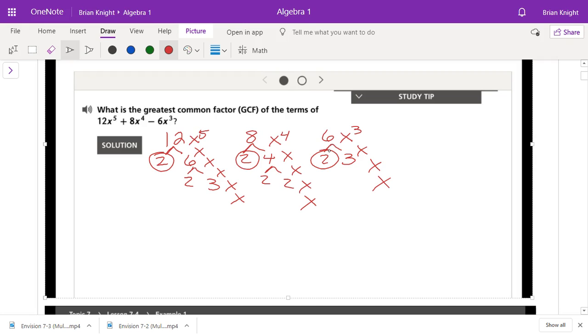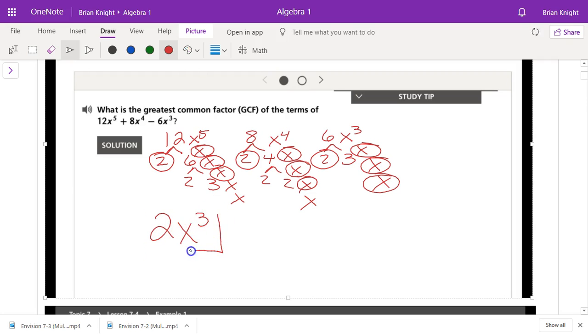All right. Do they have 1 x? Yes. Do they have 2 x's? Yes. Do they have 3 x's? Yes. Do they all have 4 x's? No. So my greatest common factor is going to be 2x to the third. Make sense? Okay.